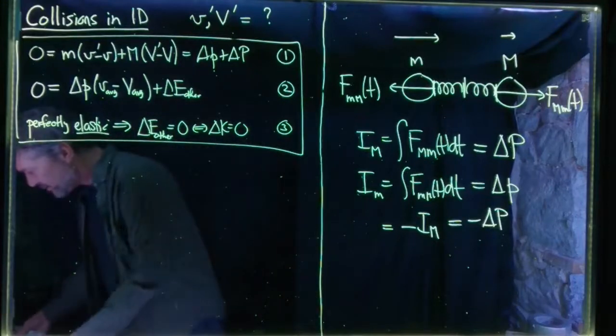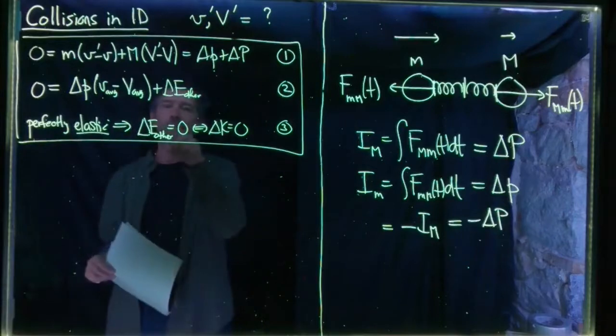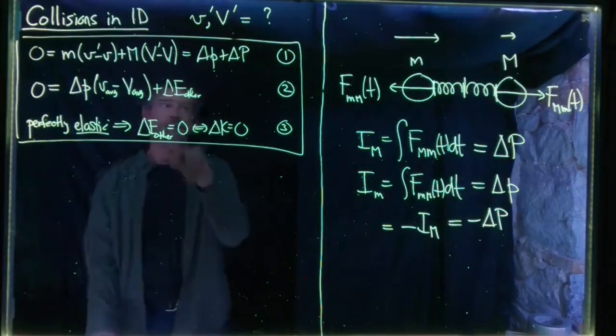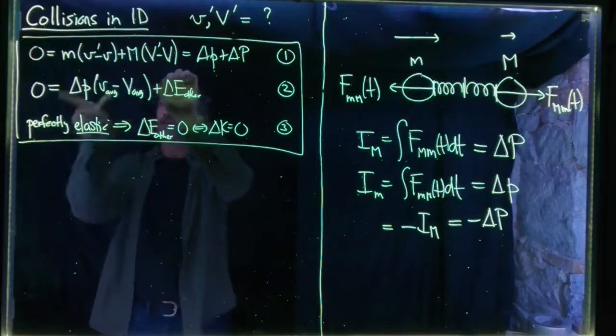Okay, so now let's go back to this problem here. So we've said delta E other is equal to 0. And so if we look at this equation number 2, that disappears. And so then this thing is equal to 0.